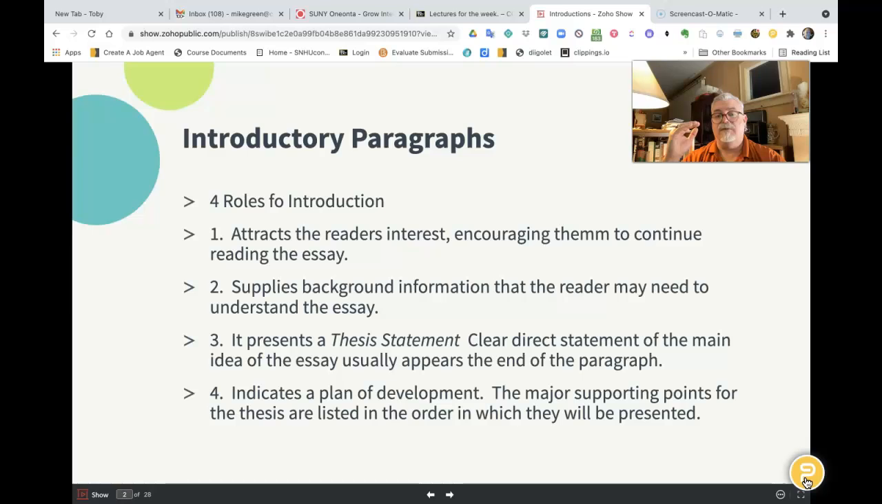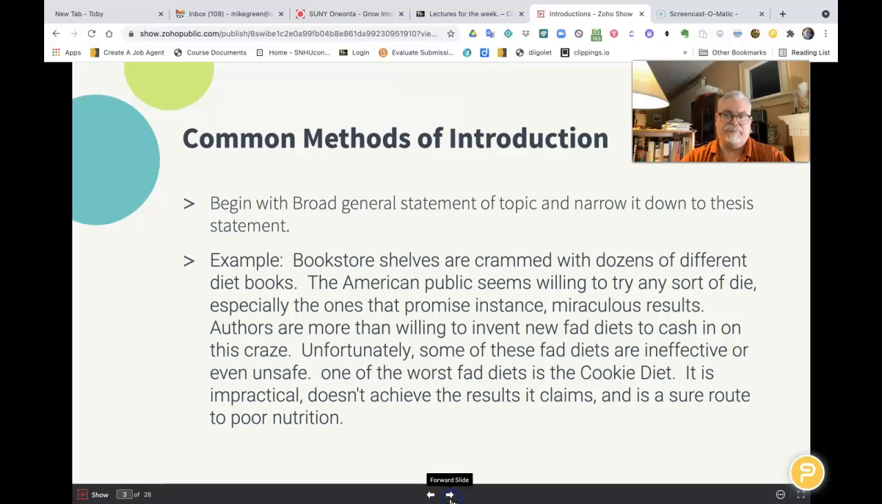Within all this, the complete introductory paragraph indicates that you're going to have a particular plan of development, how you're going to support main points for your thesis statement. You're going to list things in the order in which they're going to be presented. It's a path. It's putting in your coordinates in the GPS, okay? And that's what we really want to do.